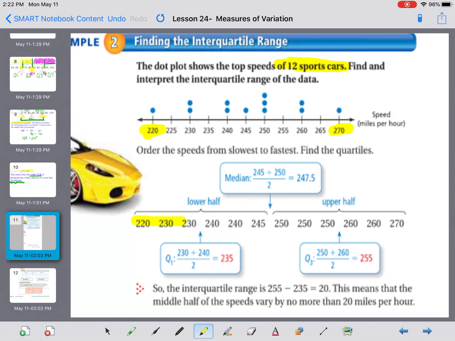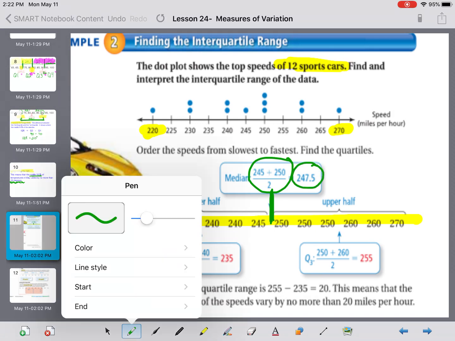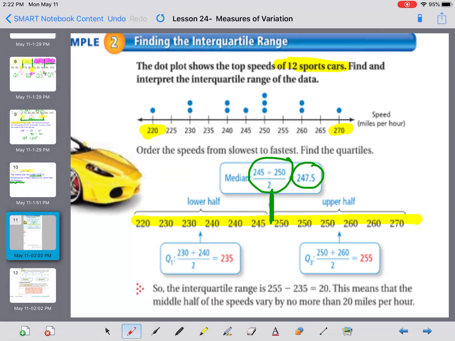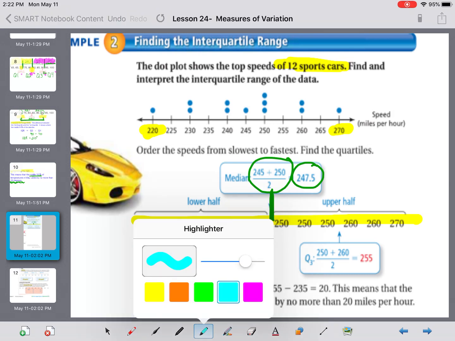But if you went ahead and listed all this data out, the only difference this time, you guys, is that I want to remind you, when you started crossing numbers out and found the median, that brought you to the middle of 245 and 250. So you had to do that calculation where you added them together and divided by 2. So your median was 247.5.